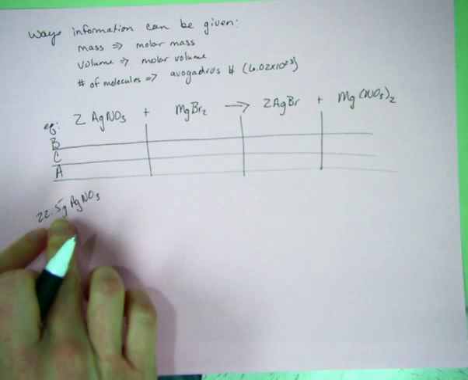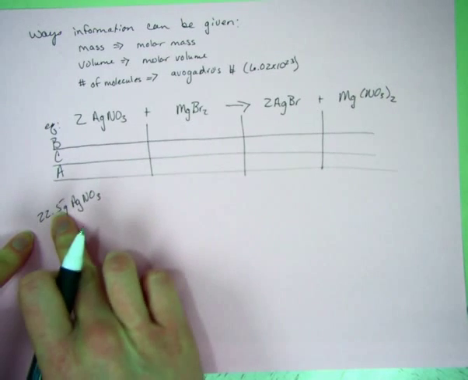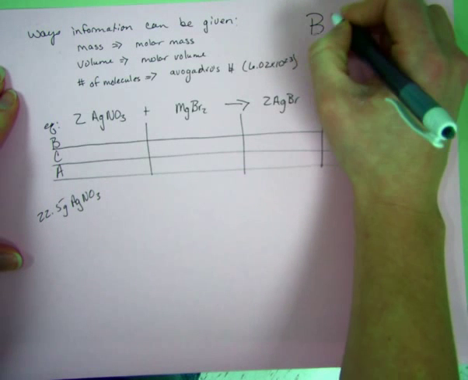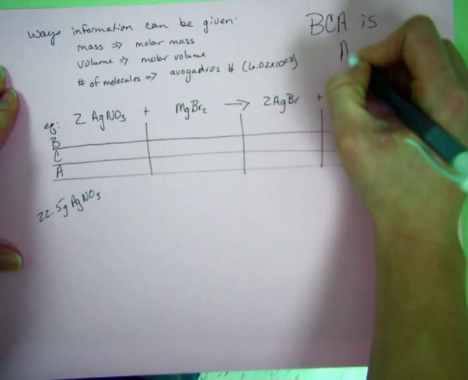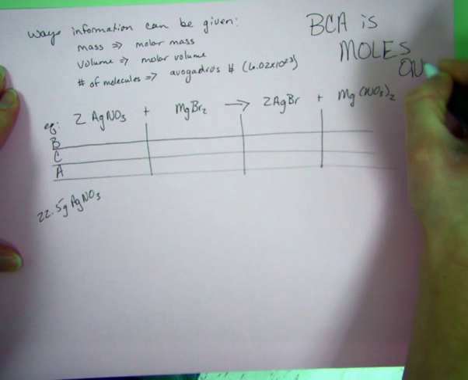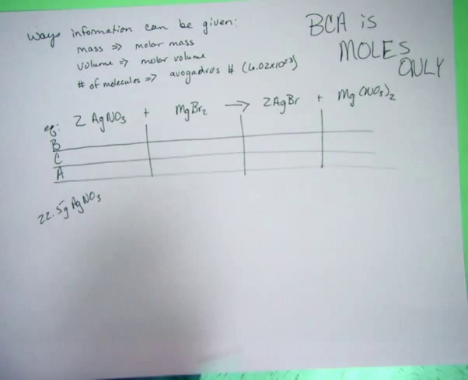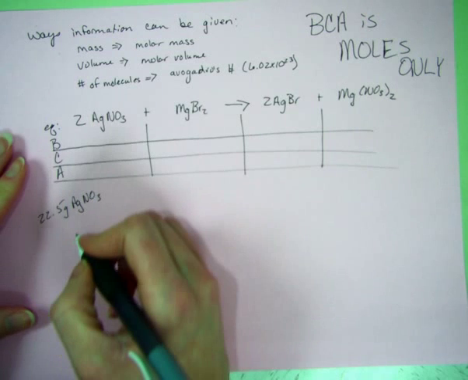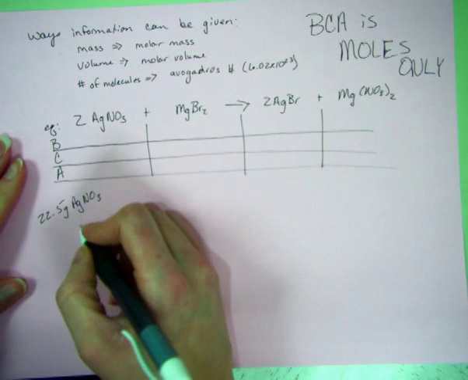we cannot put grams into our BCA table. BCA is moles only, please. BCA is moles only. So we have to convert this to moles before we can put it in here. And that's pretty simple to do. You just divide by the molar mass.